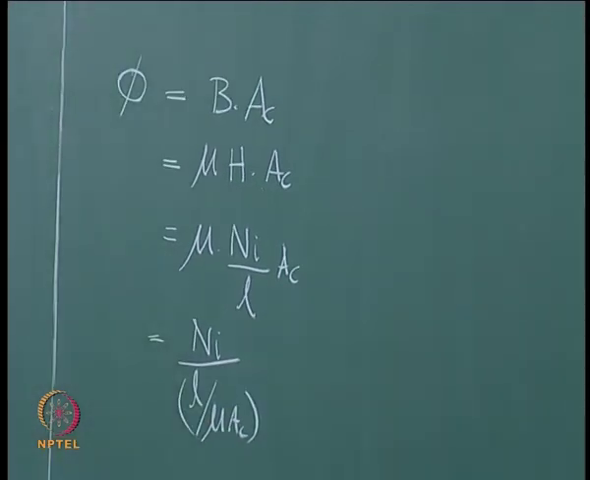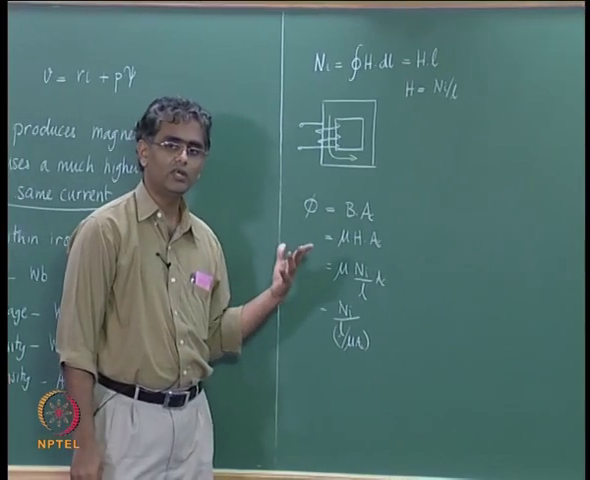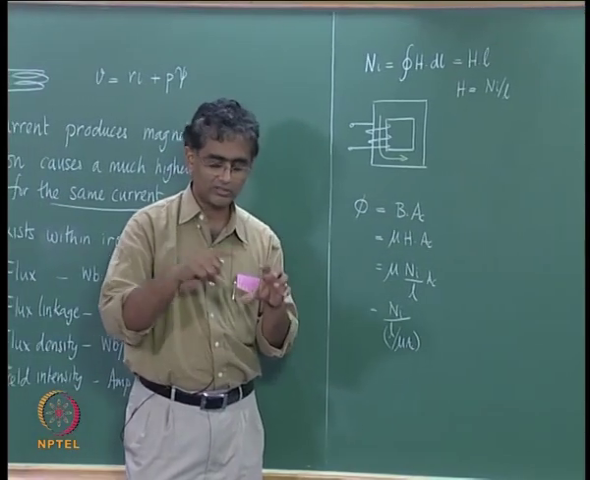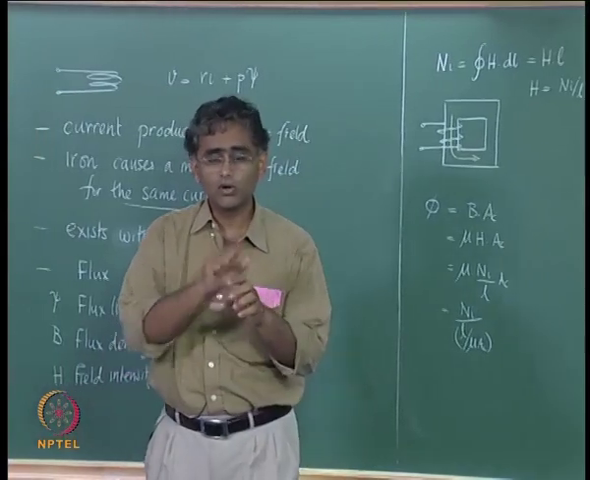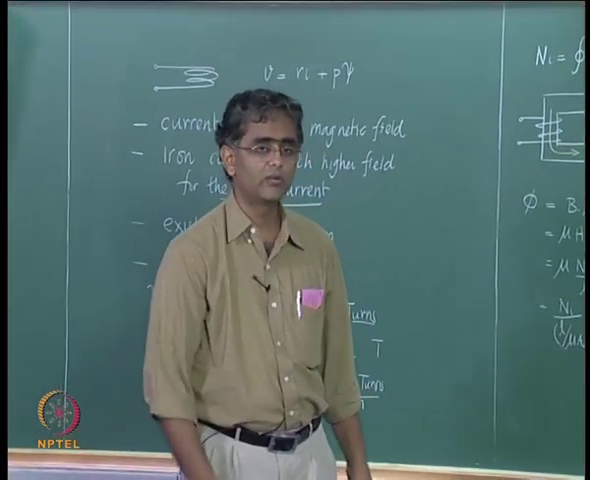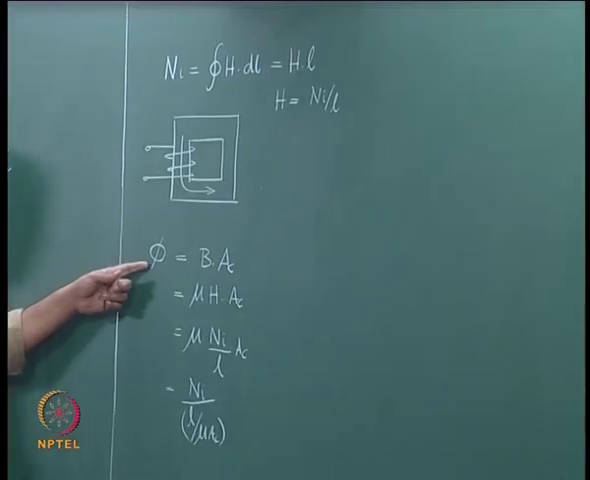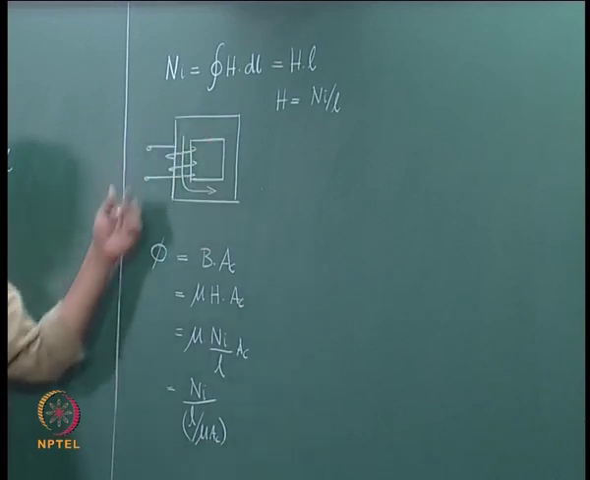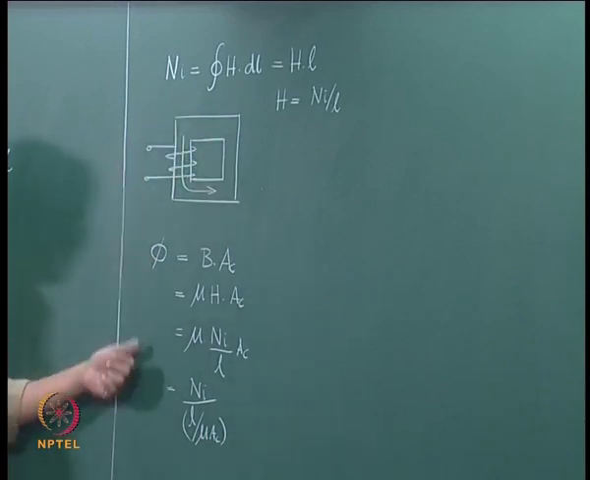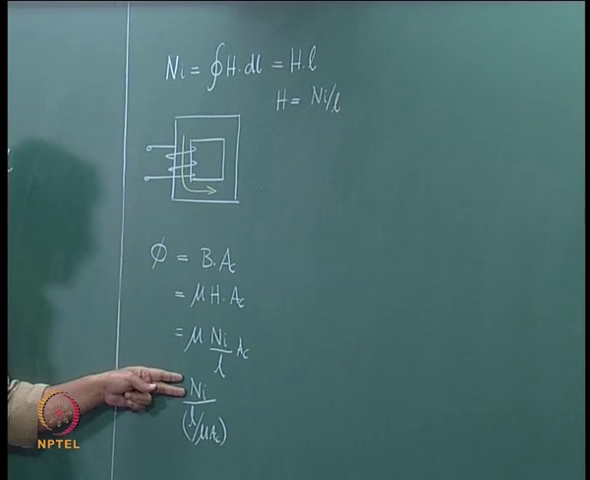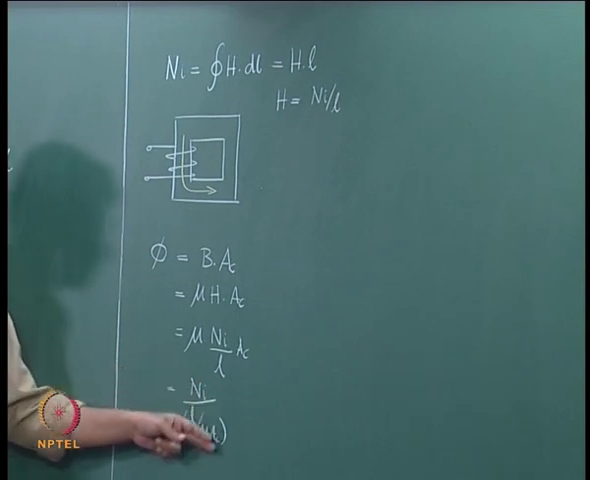And now you see that we have arrived at an expression of the form which is very similar to electrical circuits. If you had an electric circuit excited by an EMF E applied across a resistance R, then the flow of loop current I will be given by EMF divided by the resistance. This looks very similar. You have something that is flowing around the loop which is phi, and that is given by the ratio of n into I divided by some number.